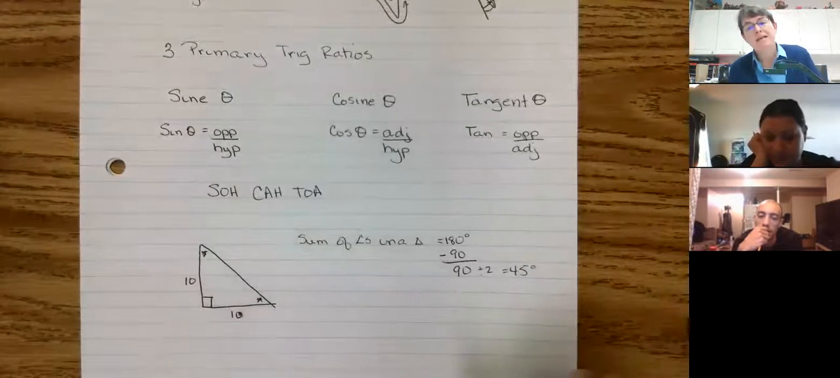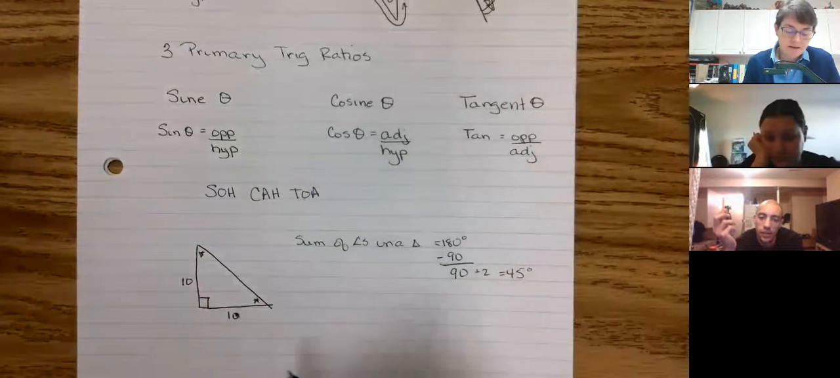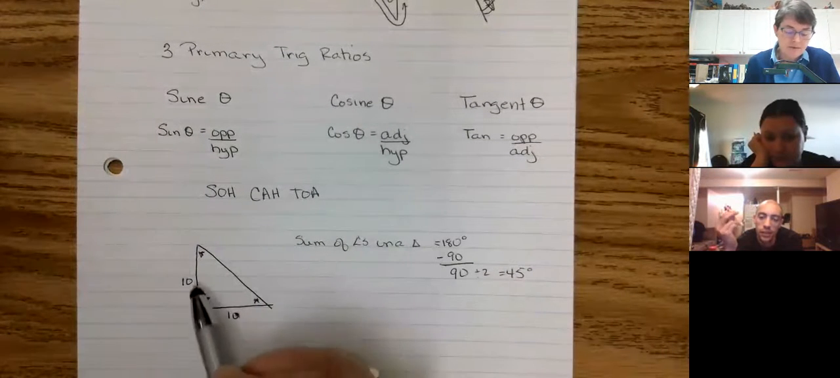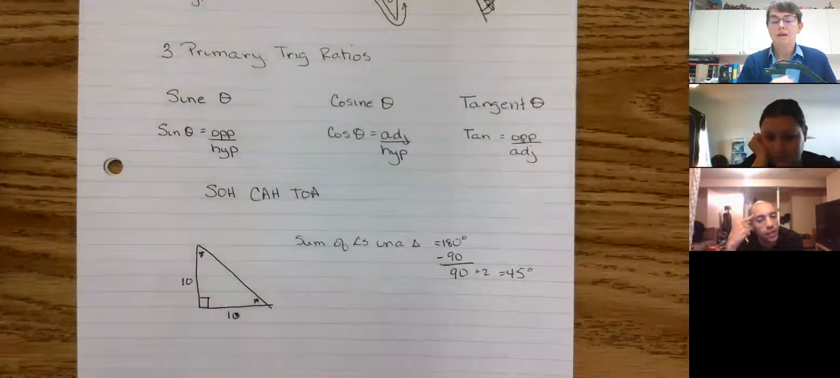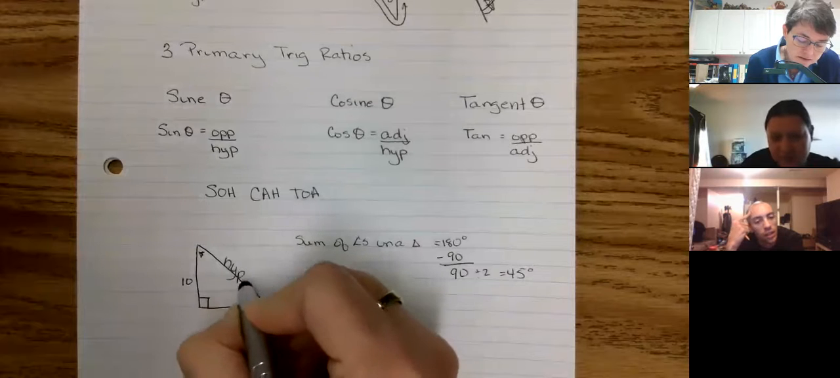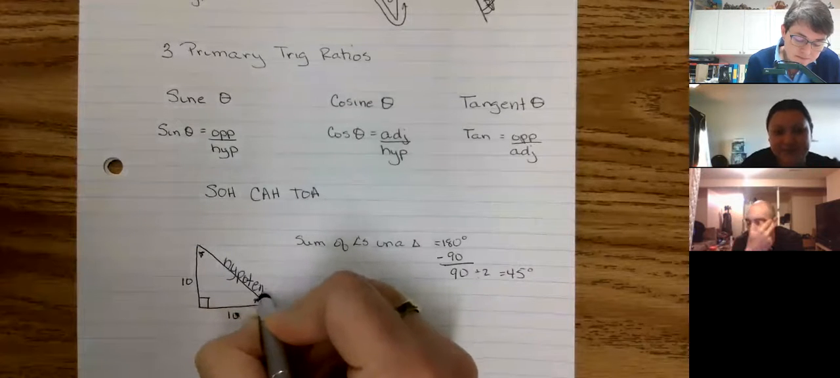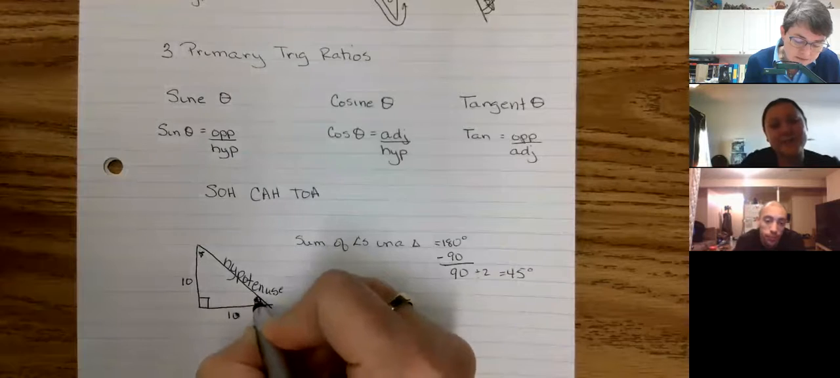Now let's see if we can make that work. So we know our angles. Now we know two sides. Oh, before we do that, what should we label? Starts with an H. Hypotenuse. Yes, let's label hypotenuse. And I'm going to label this one down here theta.